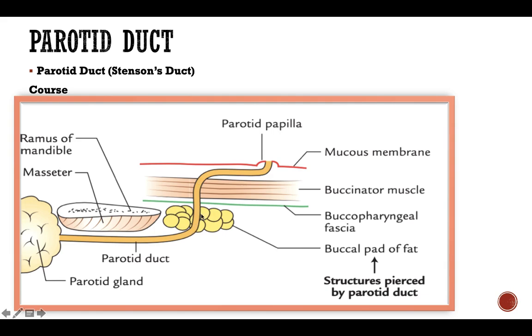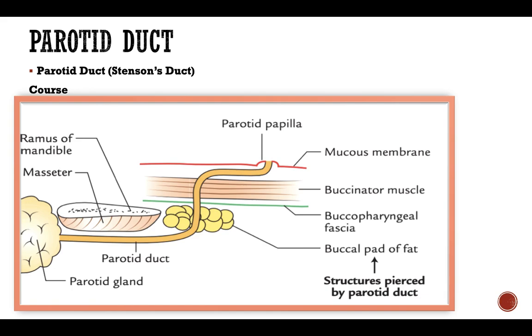It takes a bend at 90 degrees and while it goes, it pierces through three structures: the buccal pad of fat, the buccopharyngeal fascia and the buccinator muscle. Just remember 3 B's. After it pierces, it takes a second bend where it passes parallel along the buccinator muscle, and it takes the third bend and pierces the mucous membrane, where it opens in the vestibule of the mouth opposite to the second molar tooth.